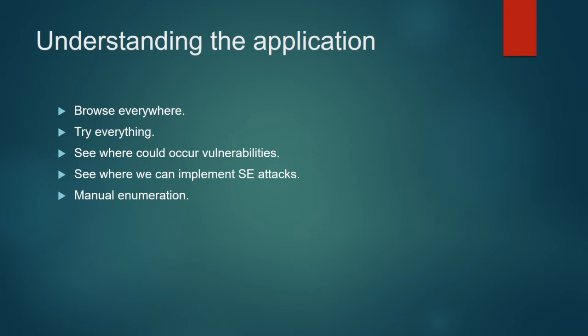So we can see from here that there is the option to see where we can implement CE attacks. And this is all for manual enumeration. All these things are about manual enumeration. We are manually enumerating where there can be vulnerabilities, where we can implement CE attacks, to who, and so on. So about the security and hacking Instagram, I hope you understand.